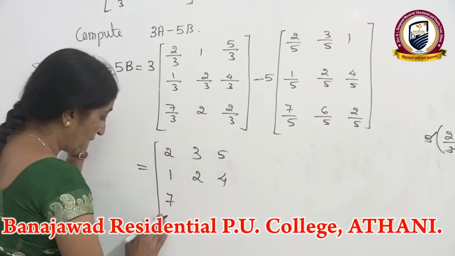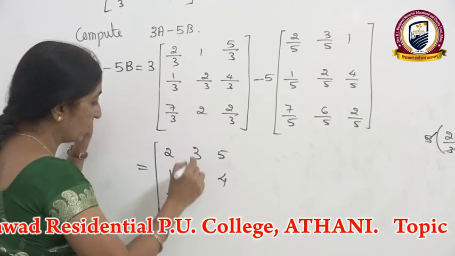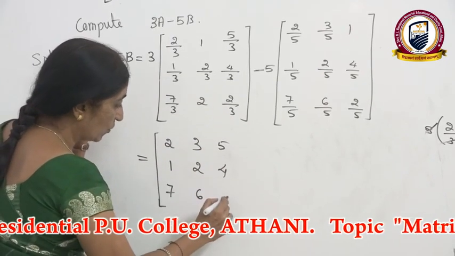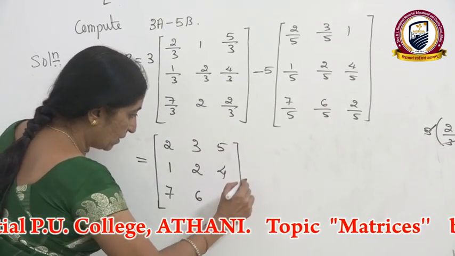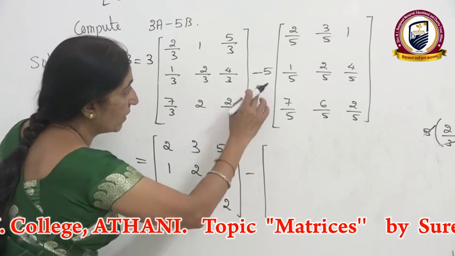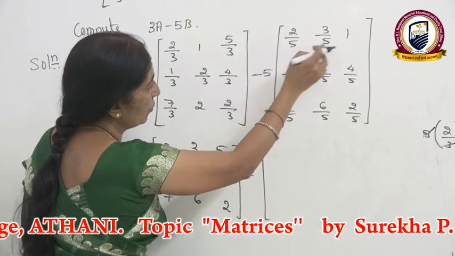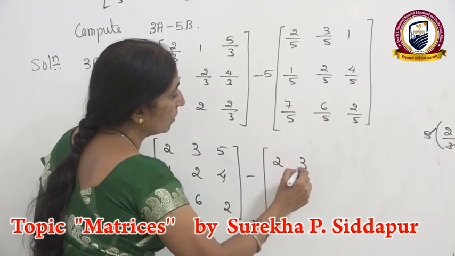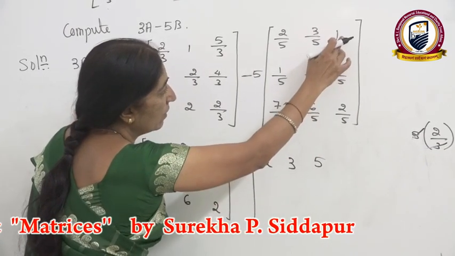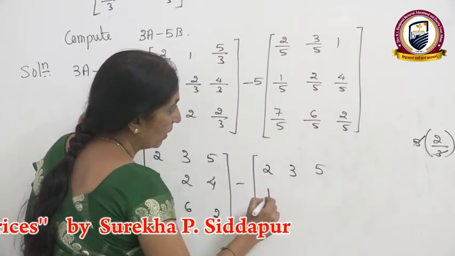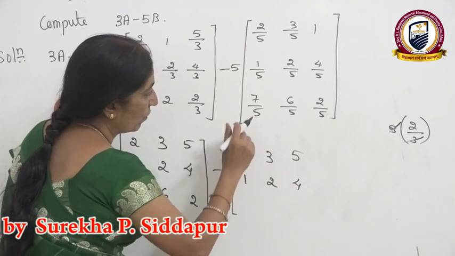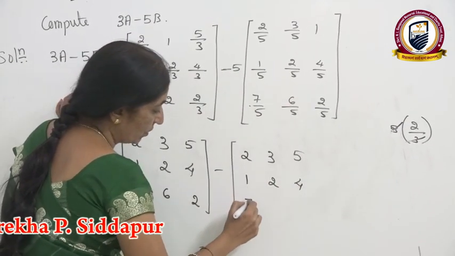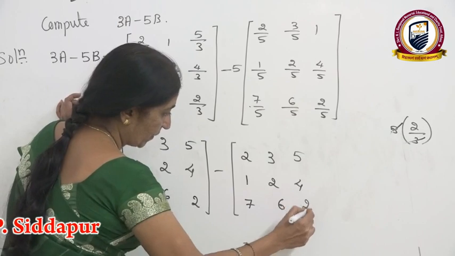There is no fraction. So directly multiply. That is 6 and this is 2. Like that. Here it is multiplied with 5. If it is a fraction with base 5, they cancel. 2, 3, 5. Why 5? 1 into 5. Then 1, 2, 4. Again with the third row. 7, 6, 2.